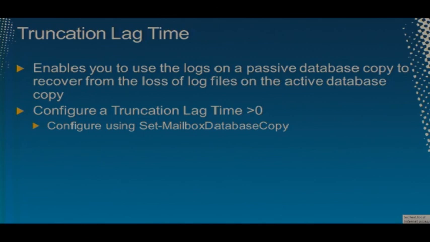Without the truncation lag, those log files would be truncated once all copies agree to the truncation, and they wouldn't be available for you to recover, and the only recovery mechanism you'd have available to you would be reseeding that copy. Okay, and that could be expensive. If you have a database that's a terabyte, 2 terabytes in size, you probably want to avoid reseeding as much as possible. And so a truncation lag can help you do that. And again, just like the replay lag time, that's configured using Set-MailboxDatabaseCopy, and there's nothing to reset or anything. It just happens on the fly.